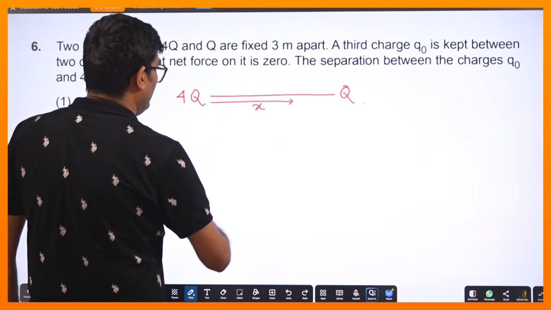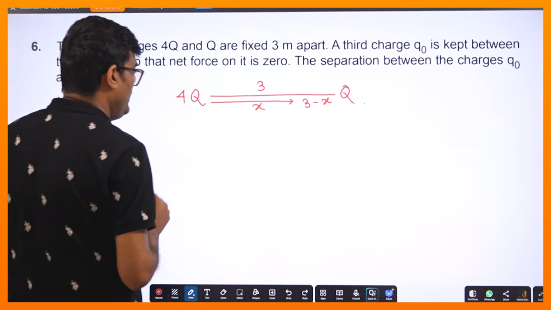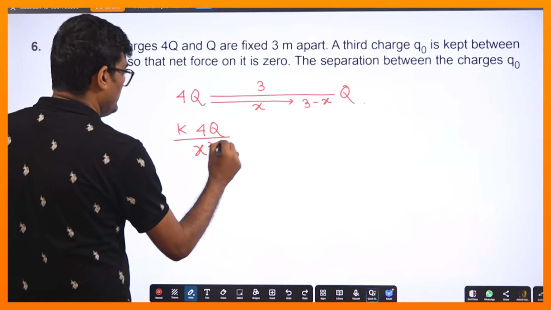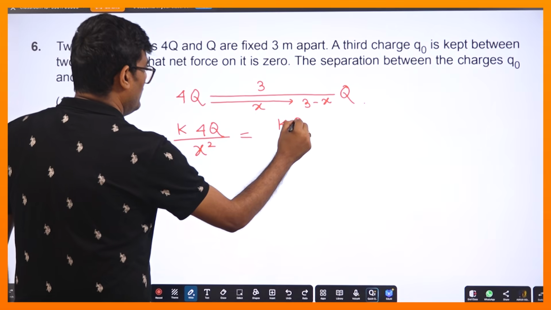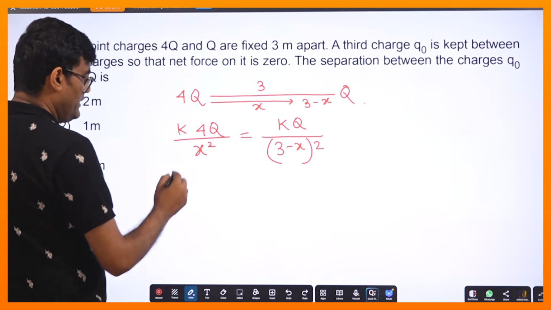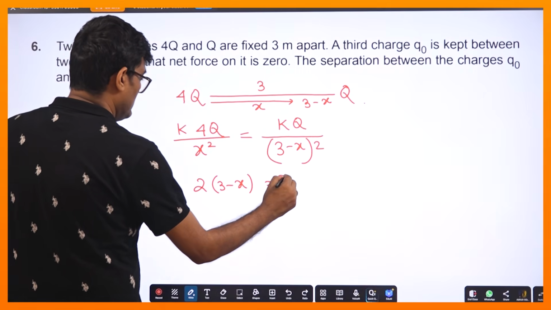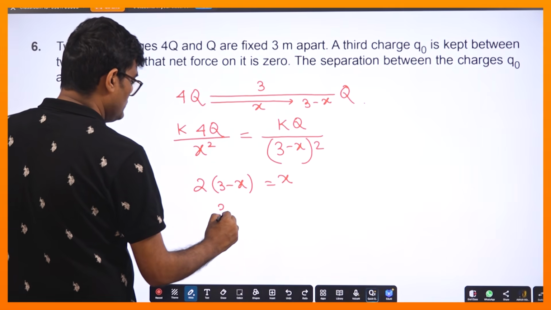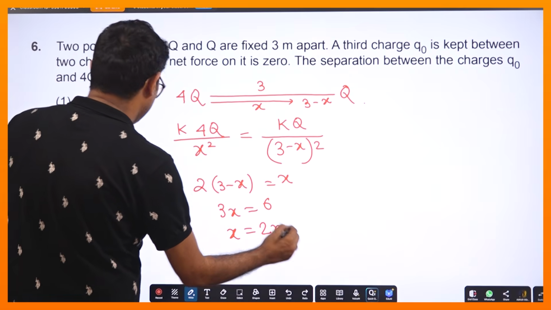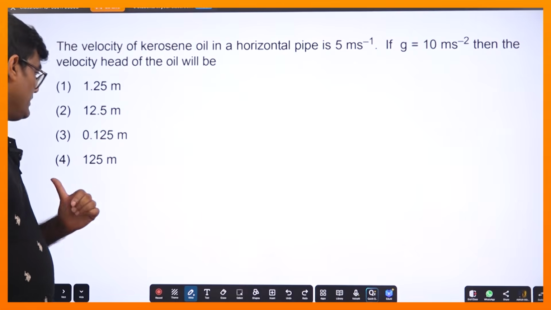If this distance is x and this distance is 3 meter, so this is 3 minus x, right? So 4Q into K divided by x square, the electric field must be equal to K into Q divided by (3 minus x) whole square, right? If you solve it, then you should get 2 into (3 minus x) is equal to x, right? So 3x equals 6. So the value of x equals 2 meter, right? Option 1 is your correct choice, right? Easy question. I think you must have done this question.